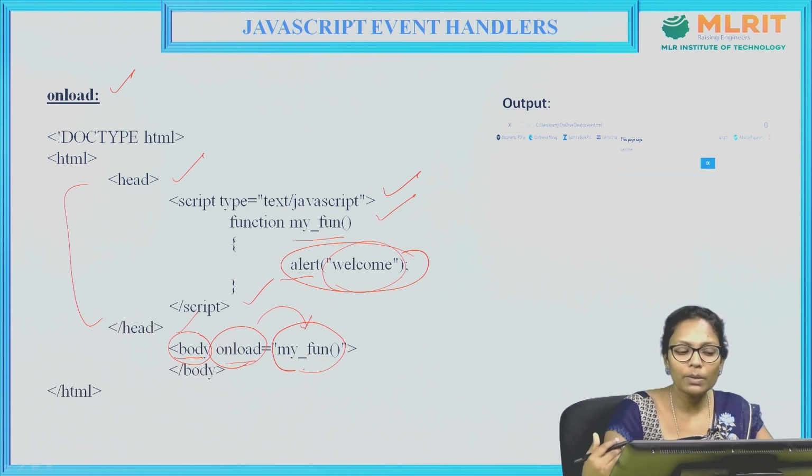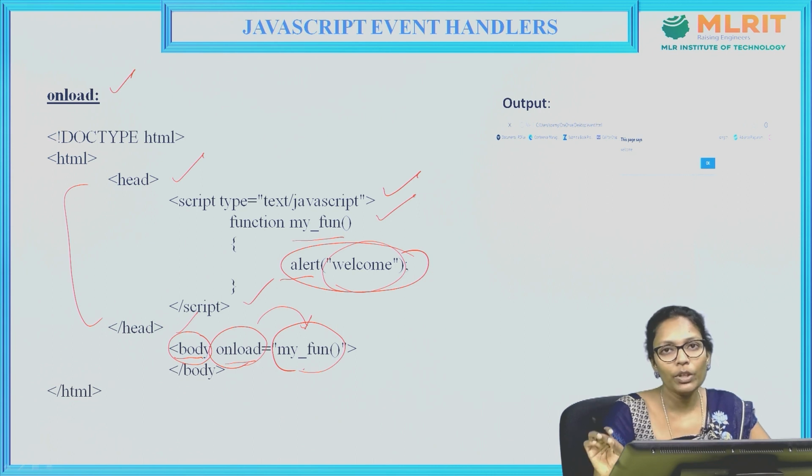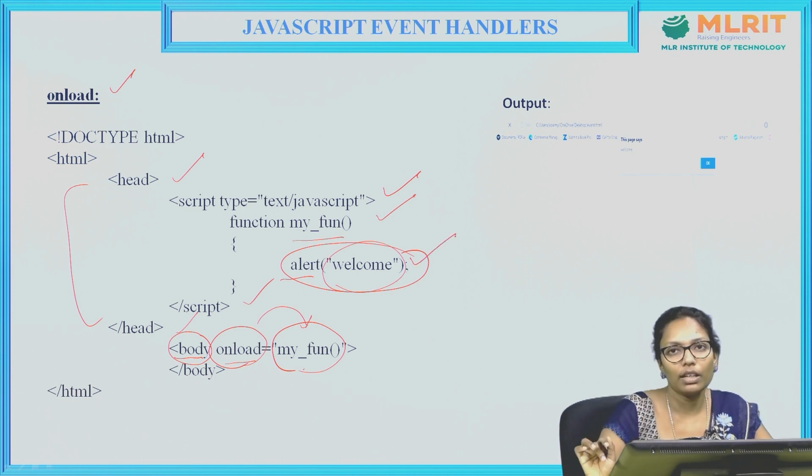That means when the body will be loaded, whenever you execute the document, whenever you open the document, when you double click on your document, the page will be loaded. So automatically what you will get? You will get this alert message. So this is the output for this.